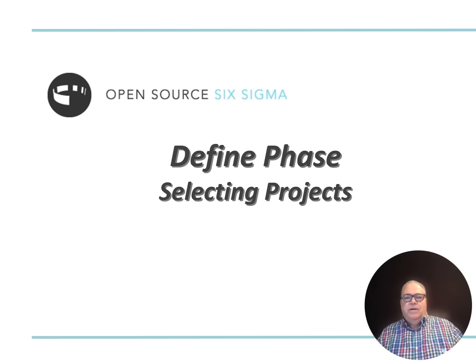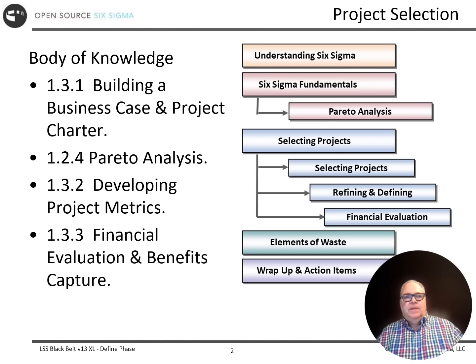In this section, we are going to talk about project selection. In this project selection section, we're going to talk about business cases as part of the project charter, Pareto analysis to help us to scope the projects, metrics, what are going to be our primary and secondary metrics, and right back into the business case. What do we consider to be the COPQ that we might capture as a result of the project?